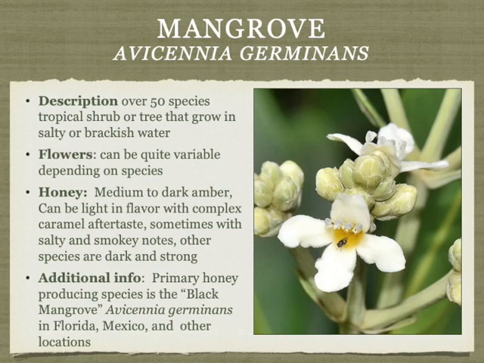Mangrove is a group of different species of shrub or tree that grow in salty or brackish water, usually around shorelines. The honey is variable, but the main honey-producing species is the black mangrove, which grows in Florida, Mexico, and other places. The honey is light in flavor with complex caramel aftertaste, sometimes with salty, smoky notes. There are other species of mangroves that occasionally produce honey as well that can be more dark or strong in flavor.